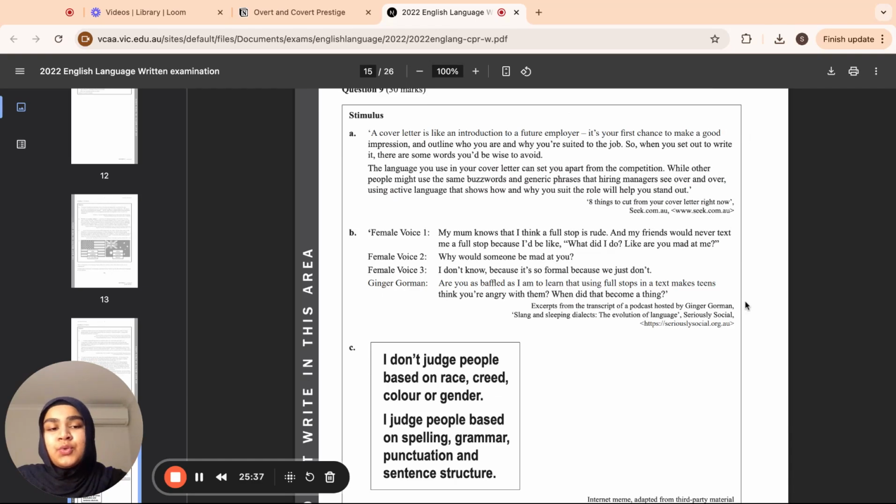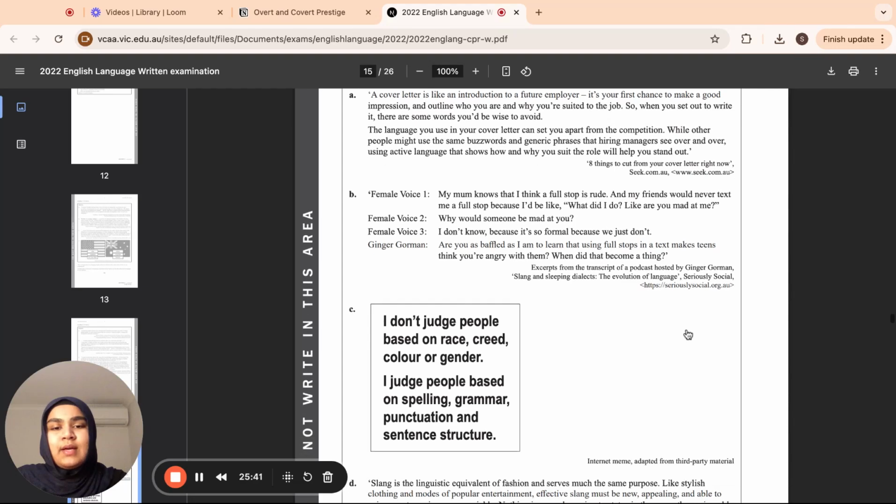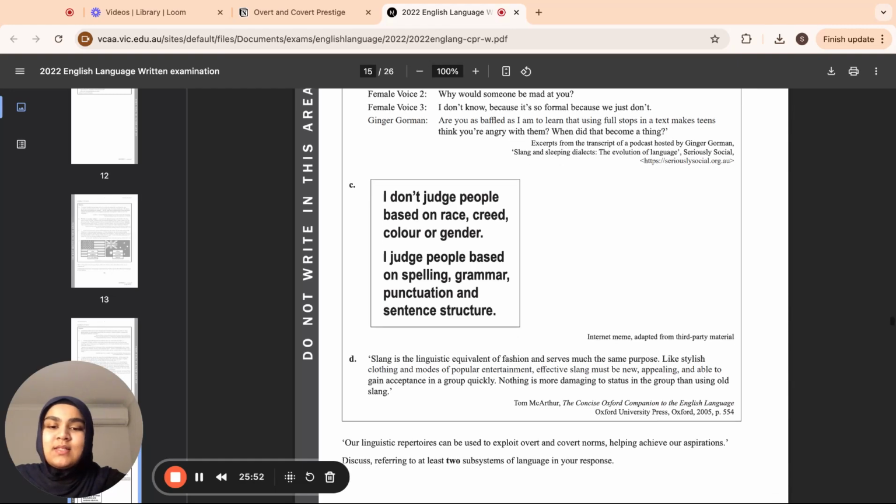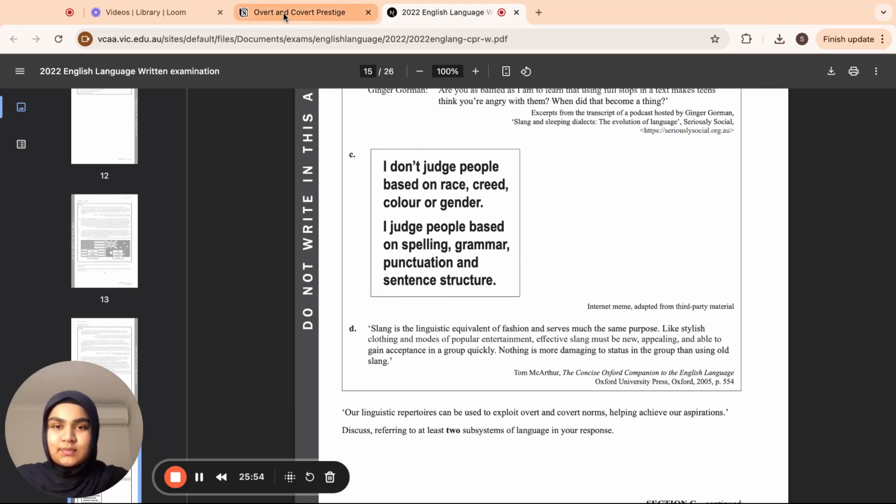Those are the first two stimulus materials that I've gone through now. I'm going to leave these two for your own analysis. But that is how I would go about understanding stimulus material as well as the topic.